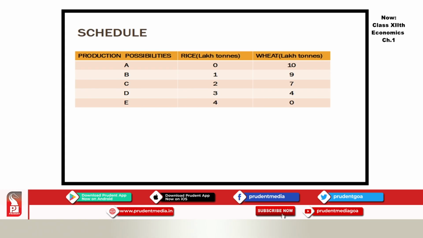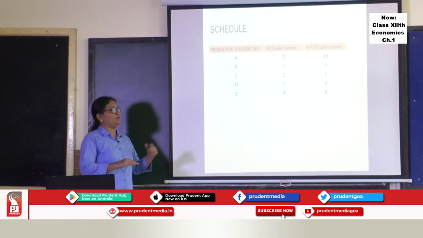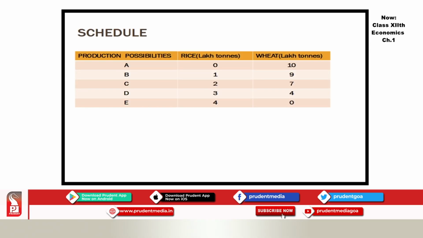You go to the second possibility. Now this producer has the possibility of producing combination B, wherein the resources are divided in the production of rice as well as wheat. 1 lakh tons of rice and 9 lakh tons of wheat are produced. So we see the resources are distributed in the production of two commodities, C and D. You can see here production of rice as well as production of wheat. Both the goods are produced by utilizing available resources.